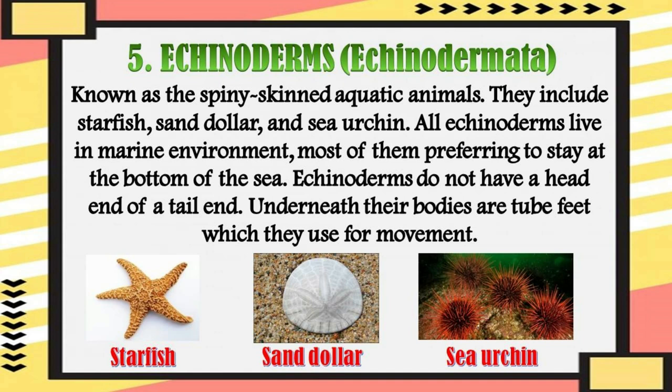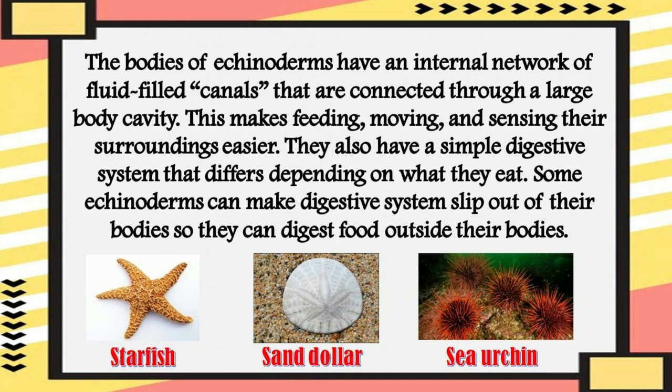The echinoderms or echinodermata, known as the spiny-skinned aquatic animals, include starfish, sand dollar, and sea urchin. All echinoderms live in marine environments, with most of them preferring to stay at the bottom of the sea. Echinoderms do not have a head end or a tail end. Underneath their bodies are tube feet which they use for movement. The bodies of echinoderms have an internal network of fluid-filled canals that are connected through a large body cavity. This makes feeding, moving, and sensing their surroundings easier. They also have a simple digestive system that differs depending on what they eat. Some echinoderms can make their digestive system slip out of their bodies so they can digest food outside their bodies.